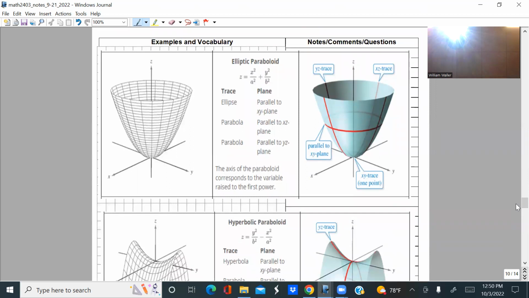You can also get things that look like parabolas. These are called paraboloids. Notice this one looks like a parabola that's been rotated around the z-axis. These have very nice equations, because one of the unknowns is just raised to the first power, while the others are squared, like x squared over a squared plus y squared over b squared. The axis of the paraboloid, the line about which it is symmetric, corresponds to the variable raised to the first power. In a paraboloid you always have a variable raised to the first power. In this case, it's z, so the axis of that paraboloid is the z-axis.